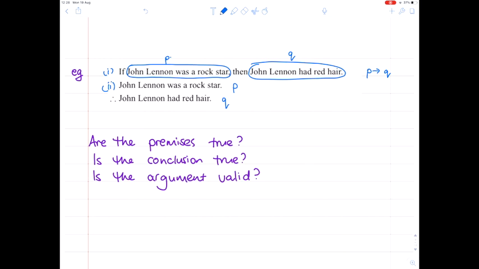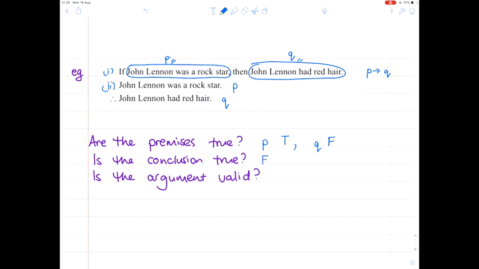Now, let's work through these. Are the premises true? So what we want to ask is, is P true and is Q true? Well, P is true, John Lennon was a rock star, but John Lennon did not have red hair. You can Google that if you want to check. Is the conclusion true? Well, our conclusion says that John Lennon had red hair, and that's false.